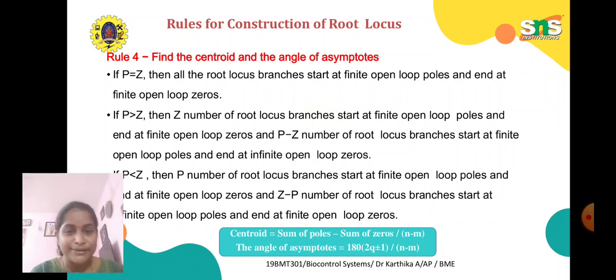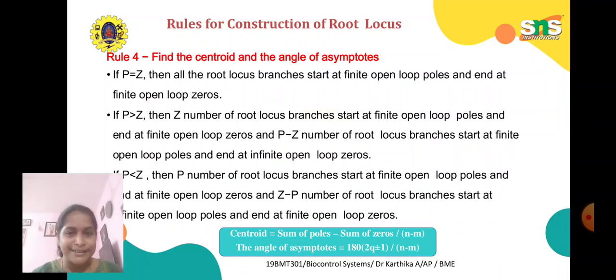If p equals z, then all the root locus branches start at finite open loop poles and end at finite open loop zeros. If p is greater than z, then z number of root locus branches start at finite open loop poles and end at finite open loop zeros, and p minus z number of root locus branches start at finite open loop poles and end at infinite open loop zeros. If p is less than z, then p number of root locus branches start at finite open loop poles and end at finite open loop zeros, and z minus p number of root locus branches start at infinite open loop poles and end at finite open loop zeros.